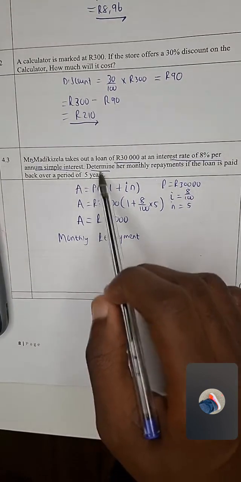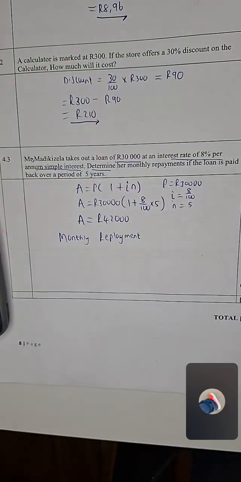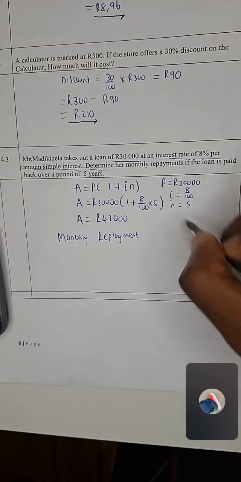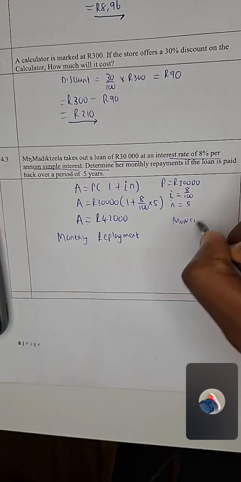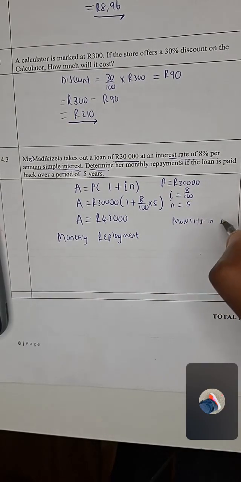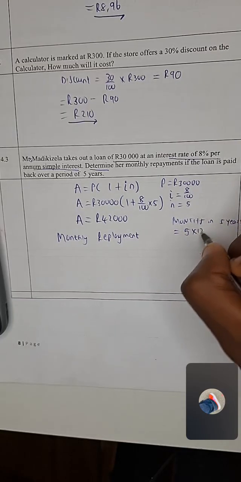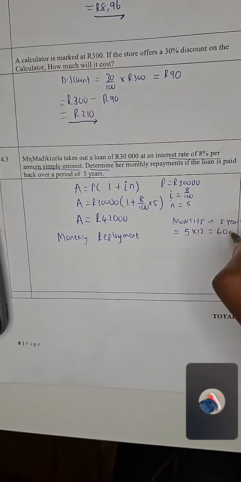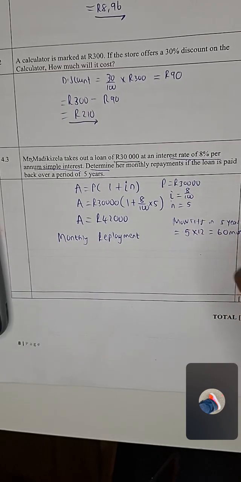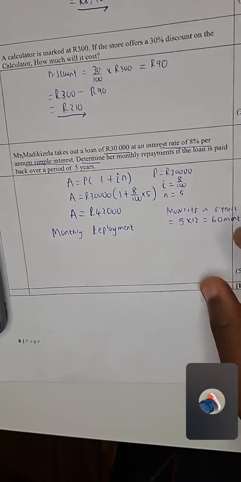Okay, so in 5 years, how many months do we have? That's the question. In 5 years, I think we have 60. Okay, so months in 5 years, right? You have 60, right? Yes. So we're going to say 5 times 12, which gives you 60 months. Does that make sense?